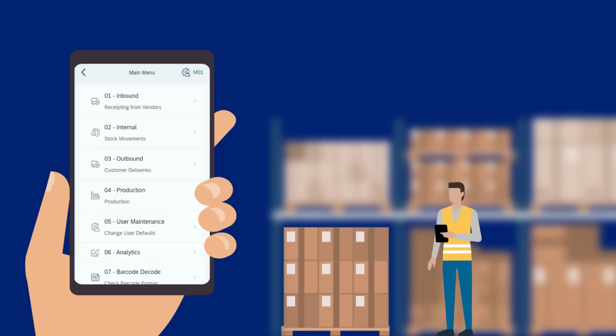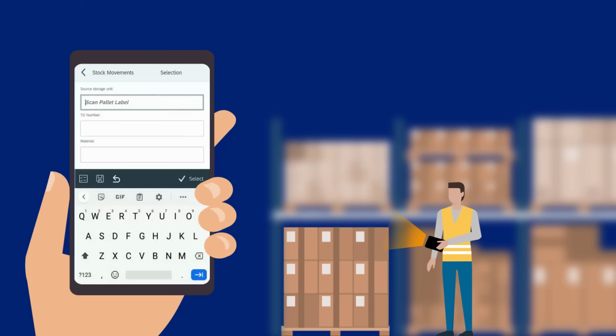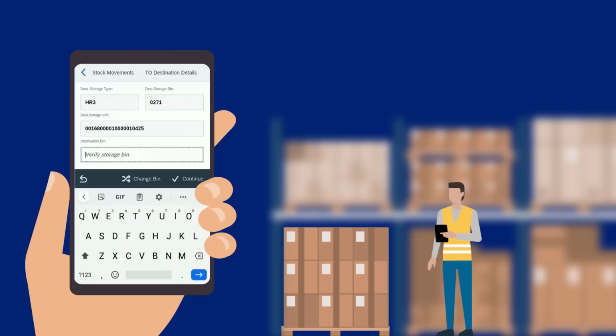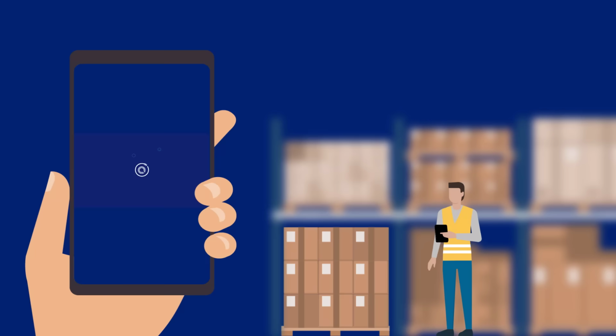Next, the operator opens PreBilt and selects Inbound, then Put Away, and proceeds with scanning one of the pallets. PreBilt then shows the operator where the stock needs to be taken to. Once the operator has reached the displayed destination storage bin, the operator confirms and completes the transfer order.